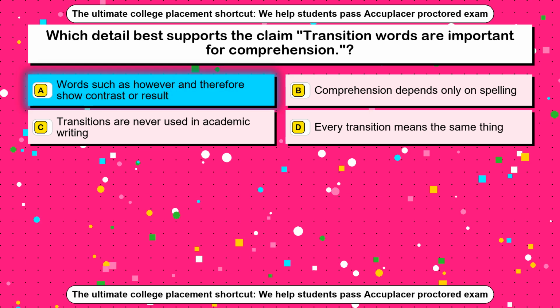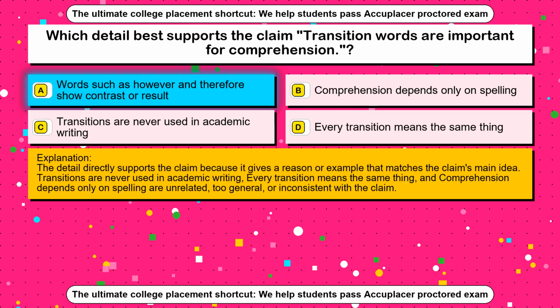The correct answer is option A. Words such as however and therefore show contrast or result. The detail directly supports the claim because it gives a reason or example that matches the claim's main idea. Transitions are never used in academic writing, every transition means the same thing, and comprehension depends only on spelling are unrelated, too general, or inconsistent with the claim.